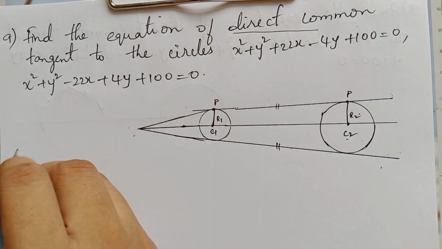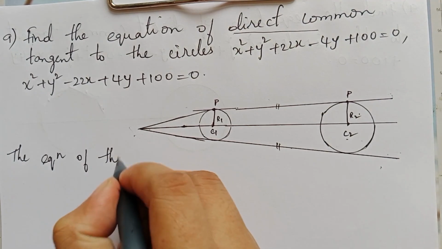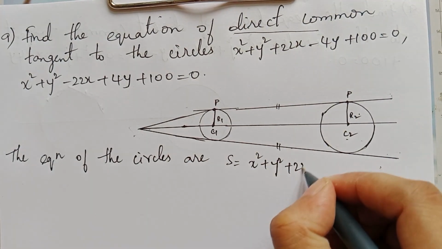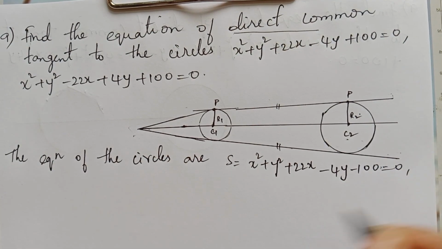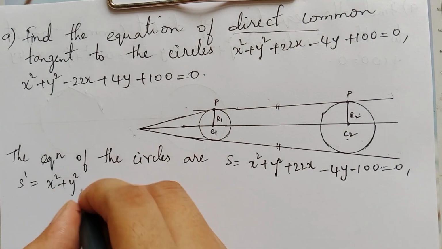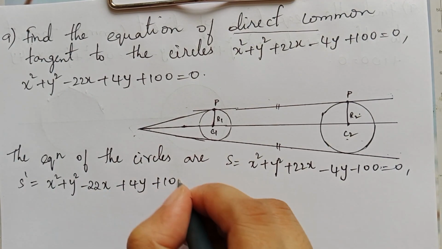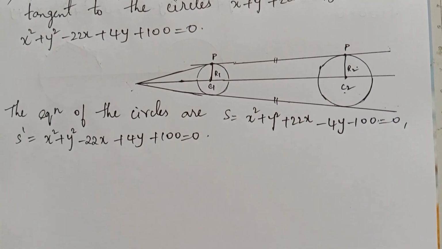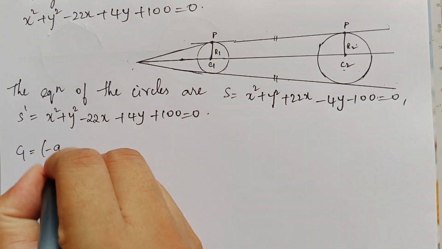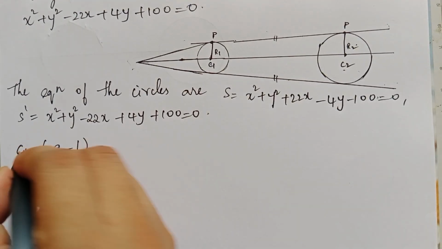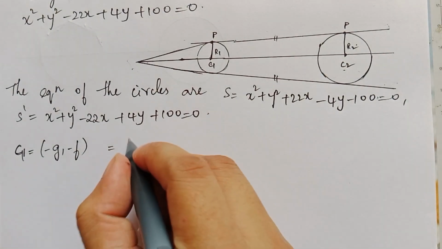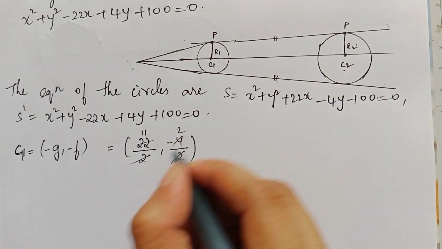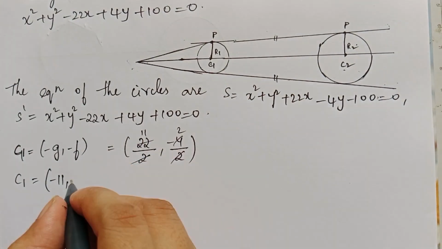Now the given equations of the circles are S equals x square plus y square plus 22x minus 4y minus 100 equals 0, and S dash equals x square plus y square minus 22x plus 4y plus 100 equals 0. First, we will find out the centers and the radii of the two circles. So the C1 value will be (-g, -f). So now it is (-22 by 2, 4 by 2). So C1 will be equal to negative of 11 and positive 2.